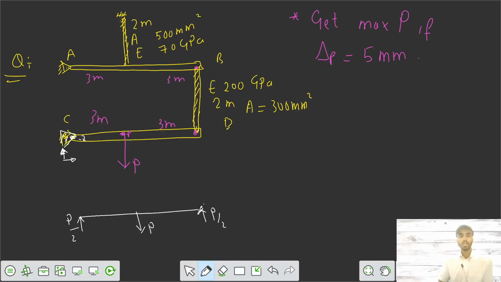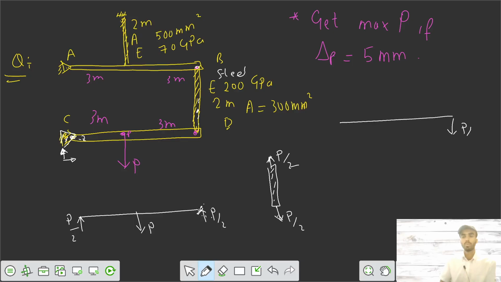If at D you got P by 2, same P by 2 has to be transferred to the bar made up of steel. This steel bar will also have a downward force of P by 2. That means it is getting elongated. This is P by 2 load. If here it's P by 2, at point B in the bar AB, you have same force downwards, P by 2. And this is your hinge A.